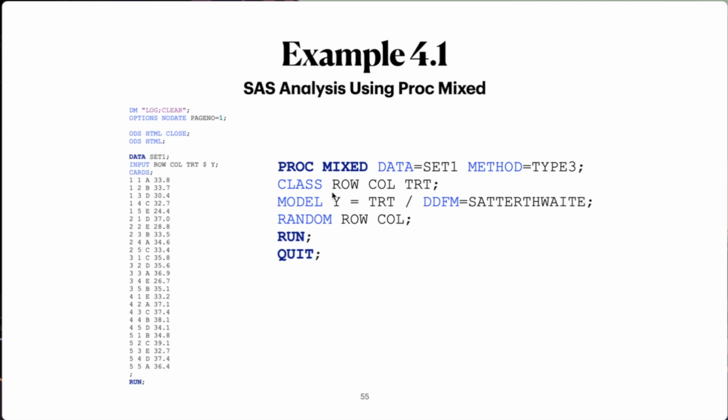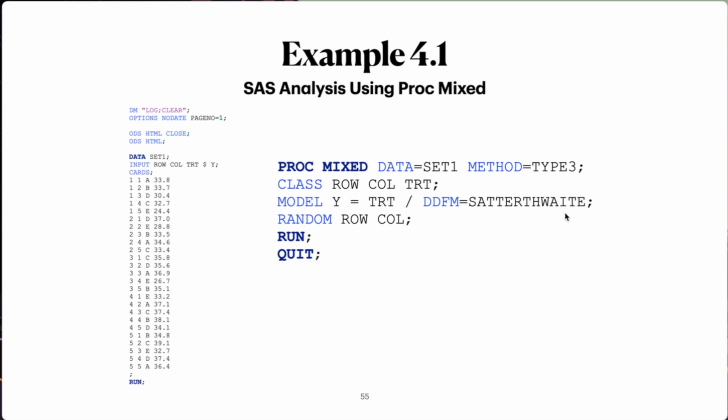The response variable is on the left-hand side of the equal sign, that's Y. And then the explanatory variables in the model show up on the right-hand side. Let me be more specific about that: the fixed effect explanatory variables. We have only one fixed effect explanatory variable, and that is the treatment variable. And then we also need to issue the option DDFM equal Satterthwaite.